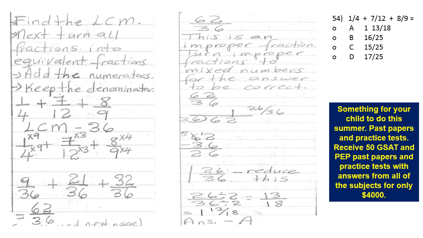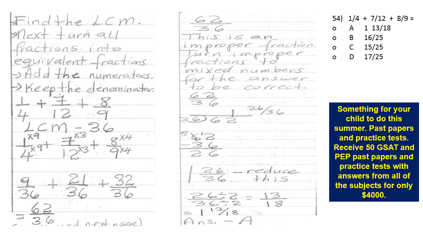You multiplied 4 times 9 to make it 36, so therefore you multiply 1 times 9. 1 times 9 is 9. So therefore 1 over 4 becomes 9 over 36.